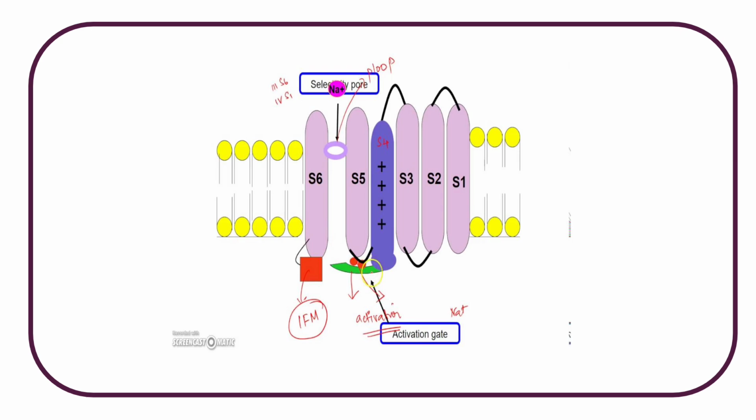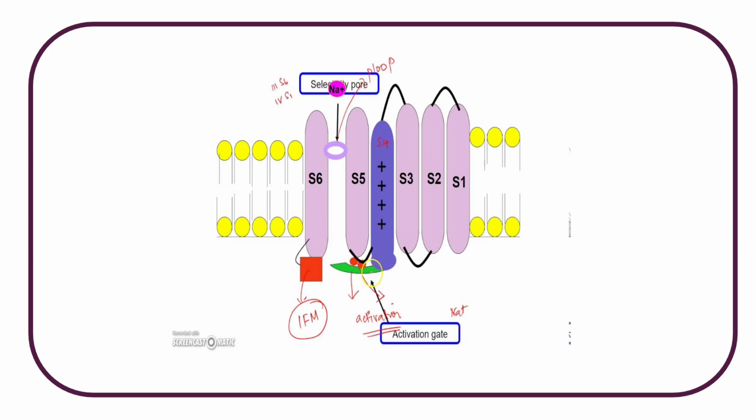When the channel is closed, when the activation gate is closed, they are covered, not exposed. Now this IFM moiety has an attraction for these hydrophobic amino acids. So due to intracellular positivity, somehow through the leaky channels, when the sodium ions are entering inside the cell, and the intracellular negativity is changing to a depolarized state, more positivity inside, that will be sensed by S4.